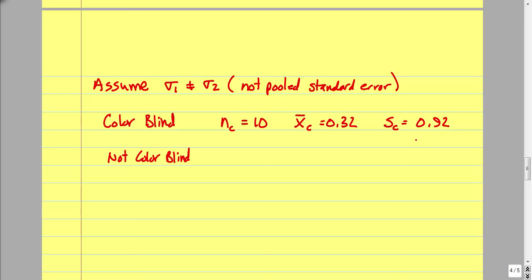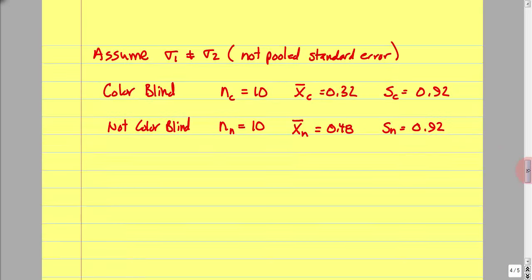Okay, so again, that's for the colorblind group. Now for the not colorblind, I'm going to call that N sub N. We still have a sample of size 10. The average for this group is going to be 0.48, and the standard deviation of the not colorblind group is going to be 0.92. Now what we're measuring here are brain volumes. So the average brain volume and standard deviation of brain volume.